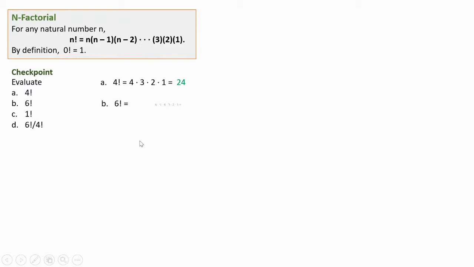For B, 6 factorial. So it's going to be 6 times 5 times 4 times 3 times 2 times 1. You multiply all those digits, and you're going to get 720. For C, 1 factorial is equal to 1.